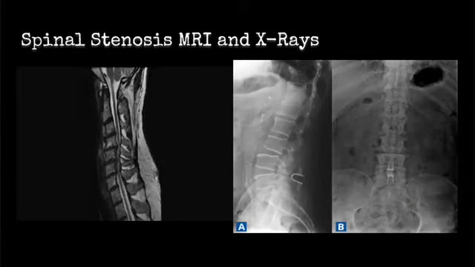The image on the left-hand side is a good representation of what spinal stenosis would look like in the cervical spine. As you can see, all of the discs are degenerated in the middle of the cervical spine and are pressing on the spinal cord.